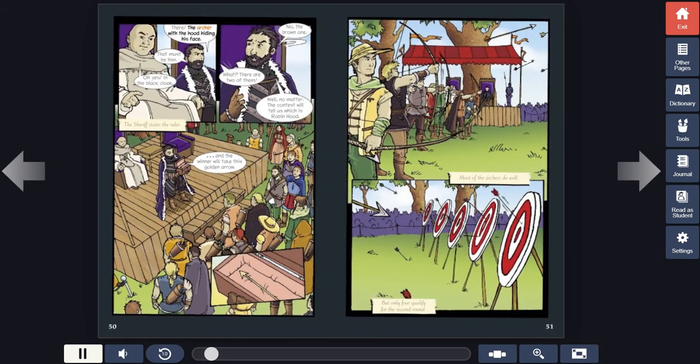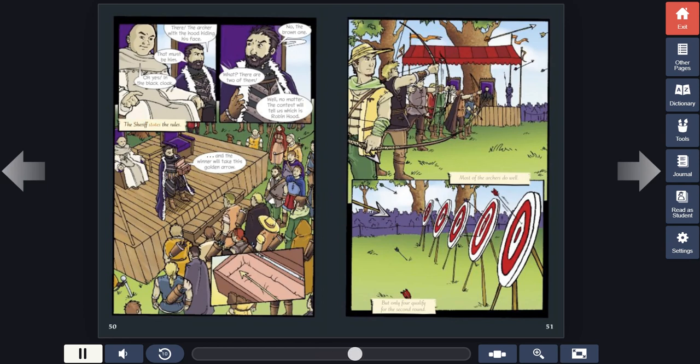There! The archer with the hood hiding his face. That must be him. Oh yes, in the black cloak. No, the brown one. What? There are two of them! Well, no matter. The contest will tell us which is Robin Hood.